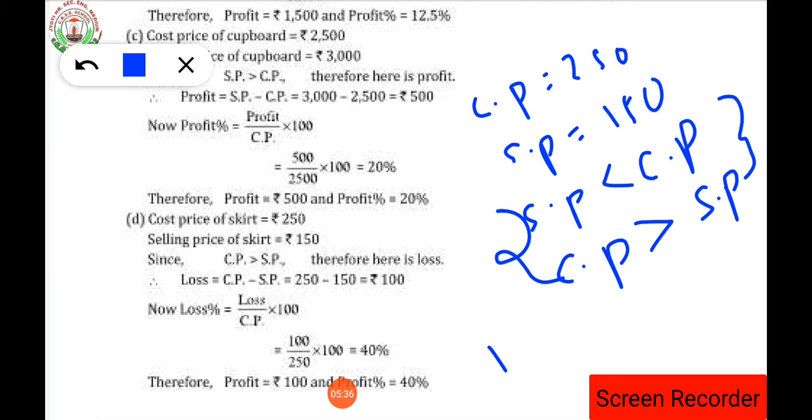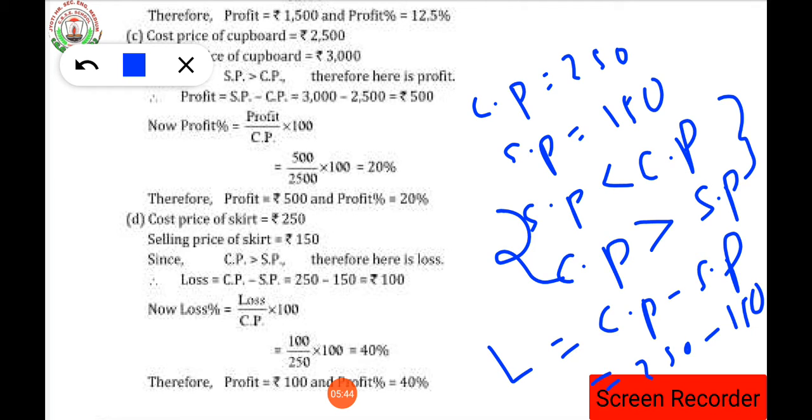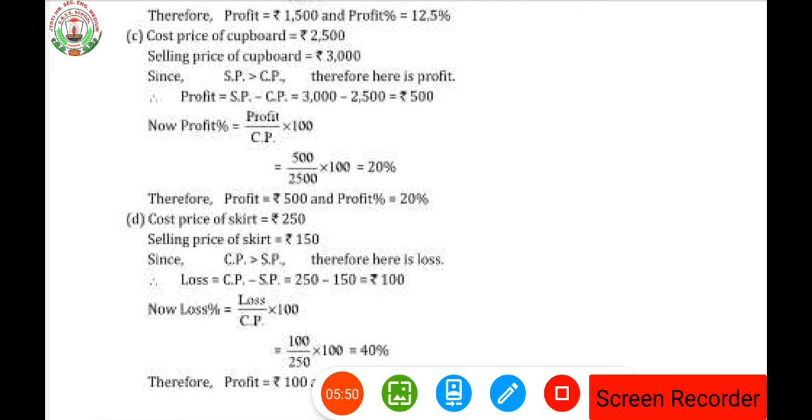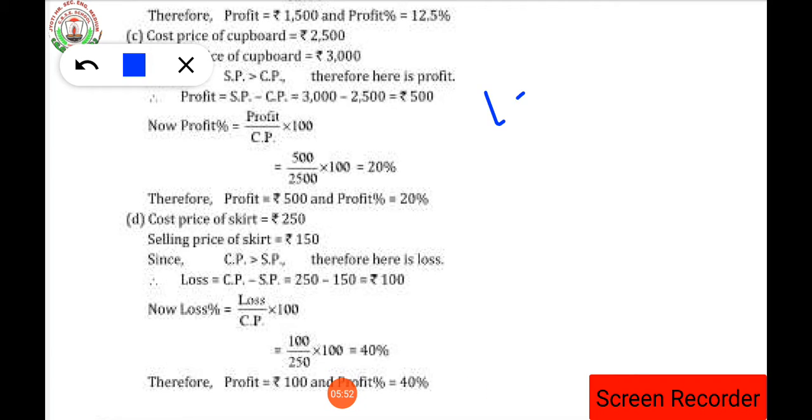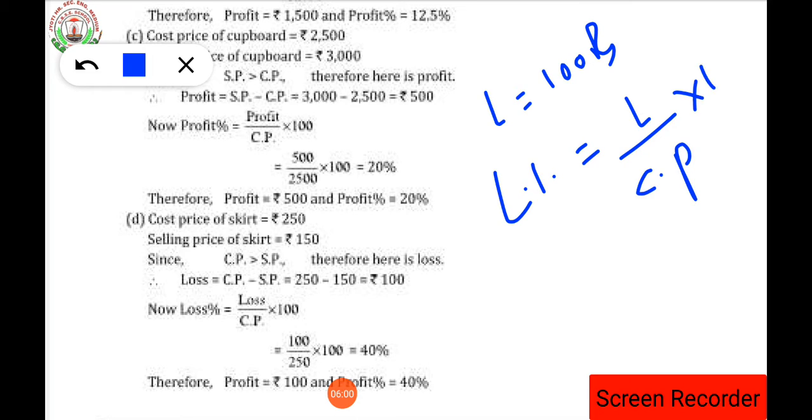Okay, so in this case we are having the loss. So loss, that means CP minus SP we will have. So that is 250 minus 150. So when 150 is subtracted from 250, we will get the loss is equal to 100. When loss is equal to 100, we are going to find the value of loss percent. So loss percent is equal to loss upon cost price into 100, isn't it? So what is loss? 100 is the loss.